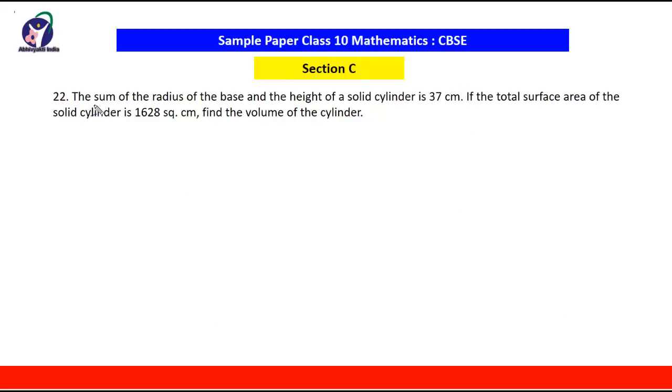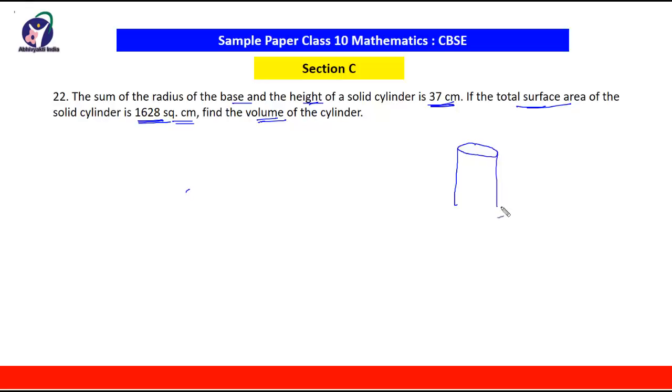Next question: the sum of the radius of the base and the height of a solid cylinder is 37 centimeter. If the total surface area of the solid cylinder is 1628 square centimeter, find the volume of the cylinder. Here I draw a cylinder.